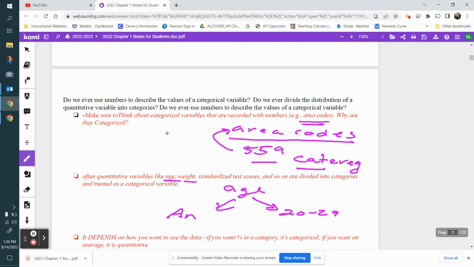or we want to know the average age. Oops, I can't spell average. Apparently there's an N in average, guys. Let me go backwards here. We want to know the average age. If we want to know the average age, then all of a sudden now that's a quantitative variable.